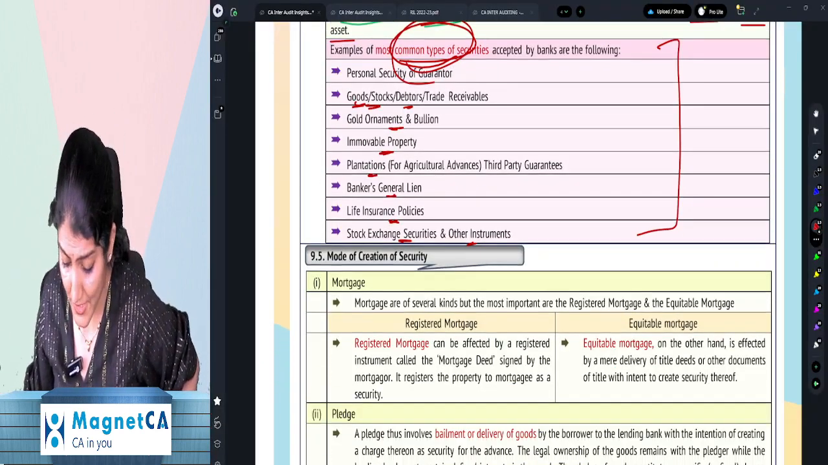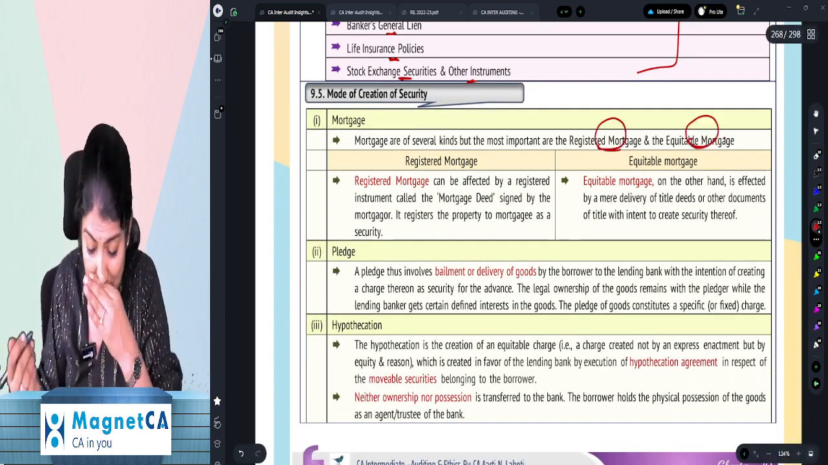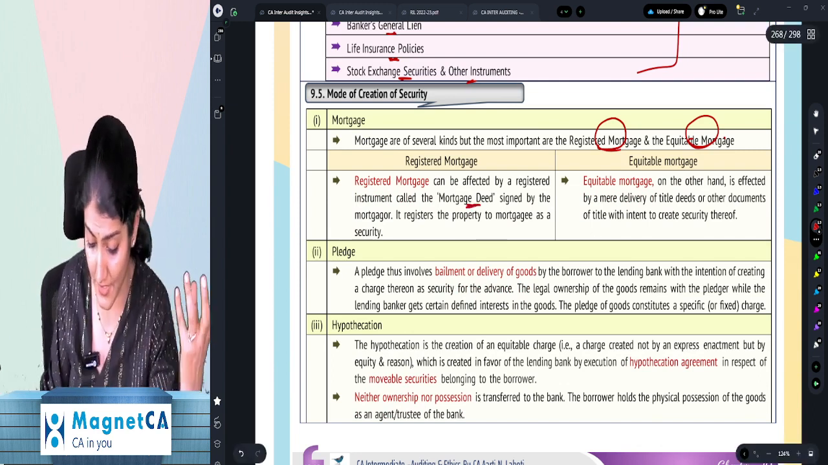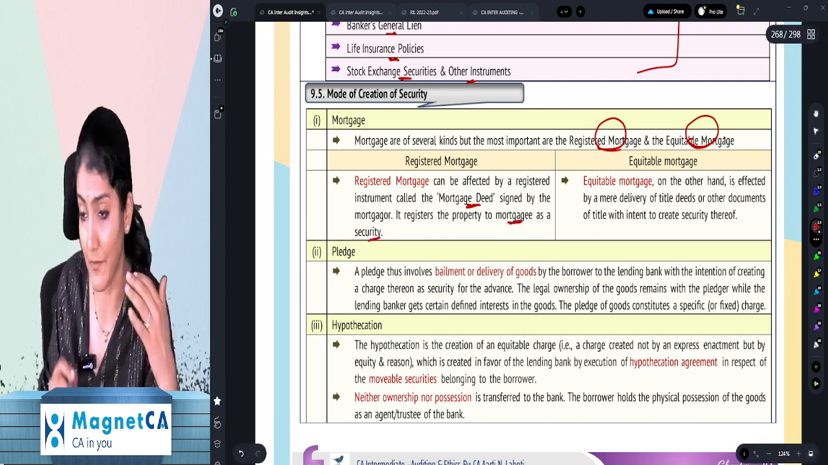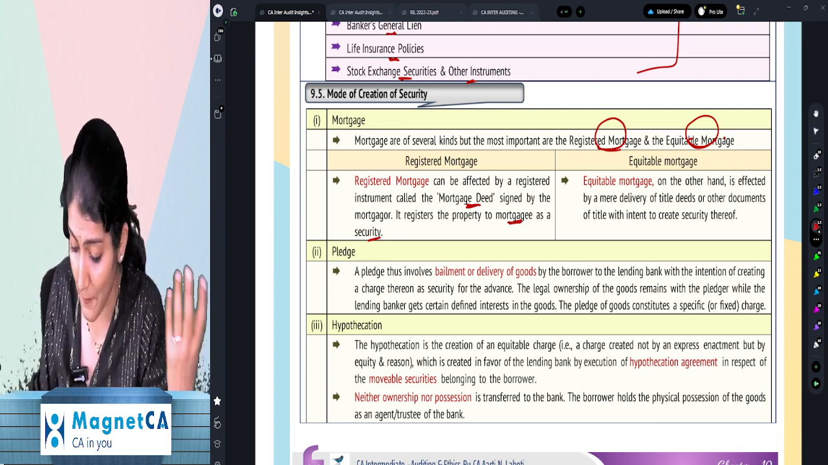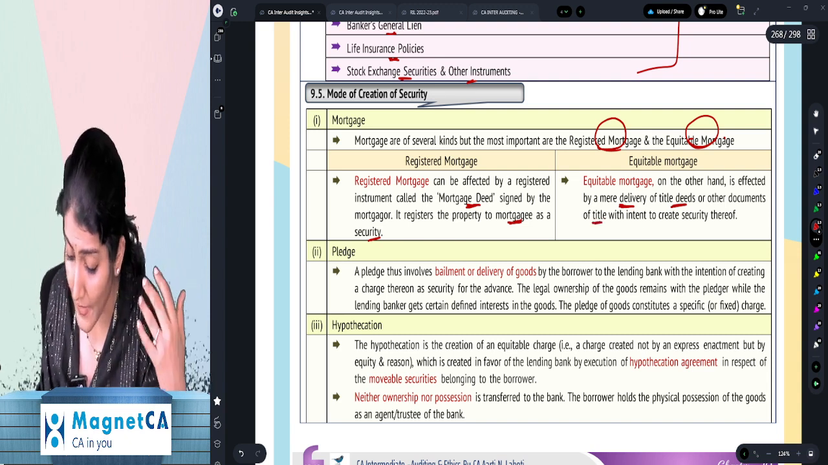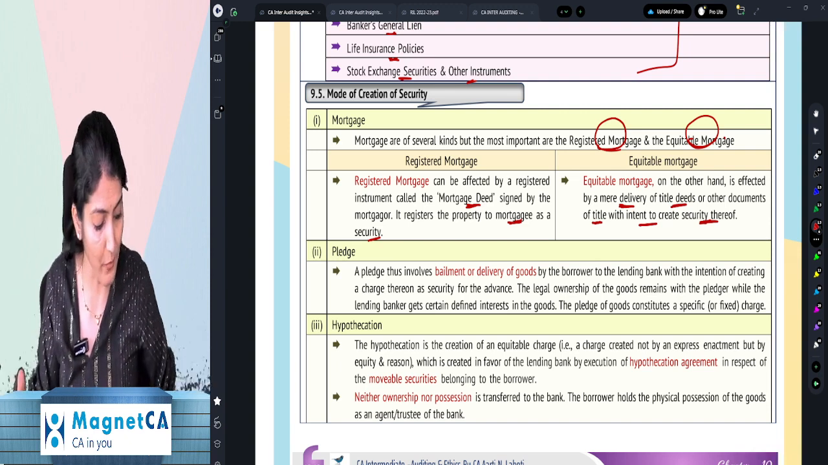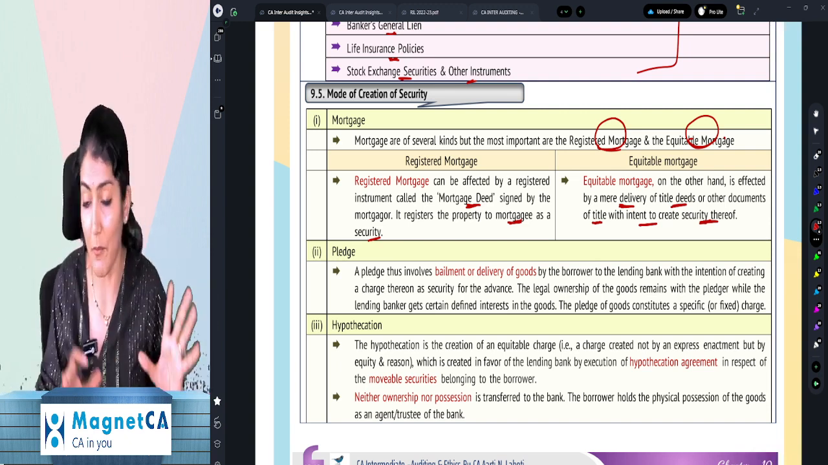Okay, so mortgage can be of two types, a registered mortgage and the equitable mortgage. Registered mortgage can be effected by a registered instrument called the mortgage deed signed by the mortgagor. It registers the property to the mortgagee as a security. So it gets registered in the name of the bank. An equitable mortgage takes place only by the mere delivery of the title deeds or the other documents of title with an intent to create the security thereof. That is just the original title deeds of the building, I give it to the bank. That is called the equitable mortgage.